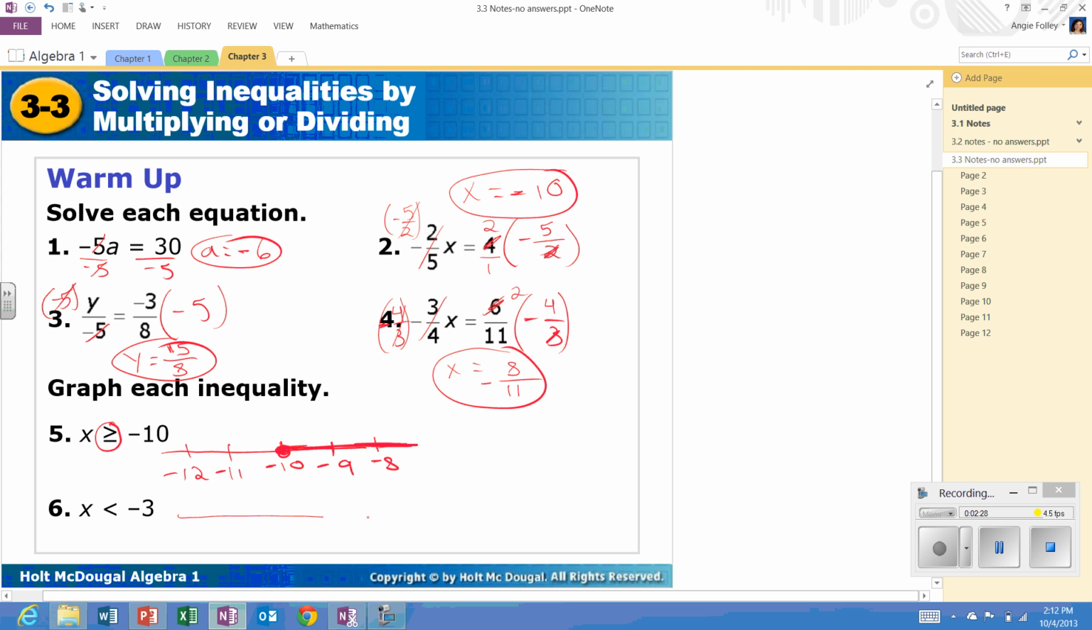Okay, our last warm-up. If I have -3, -2, -1, -4, -5, I need an open circle because it's just a less than sign. So I'm going to put an open circle at -3, and it says x is everything less than -3. So that means it's going to the left. So make sure you guys get that concept.